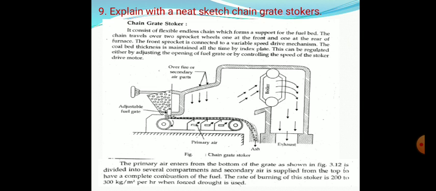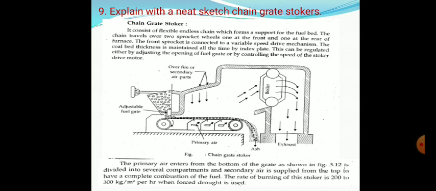The coal bed thickness is maintained all the time by an index plate. This can be regulated either by adjusting the opening of the fuel gate or by controlling the speed of the stoker drive motor.